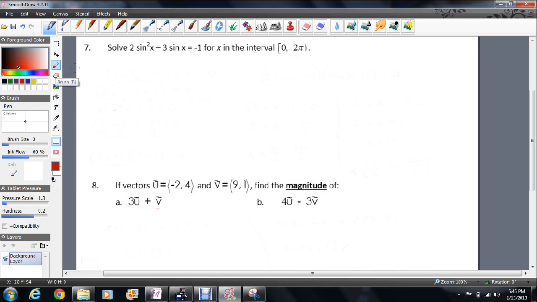So my approach for this problem is first going to be rewriting this as 2 sine squared of x minus 3 sine of x plus 1 equals 0. All I did in the first step was put the 1 on the other side, and in order to do that I had to add to the other side.